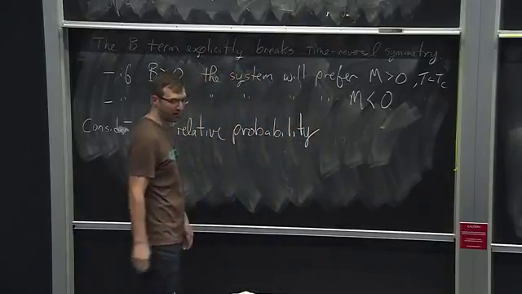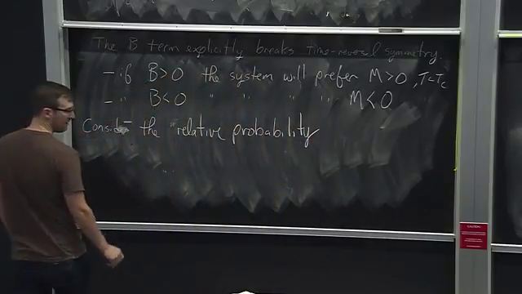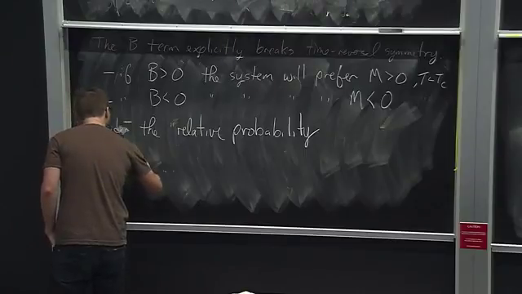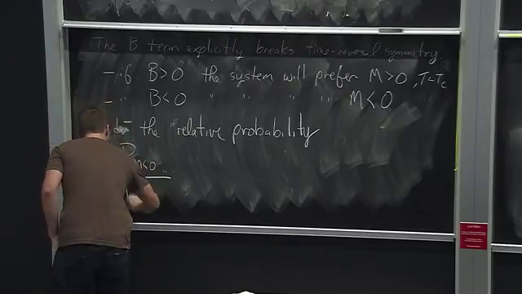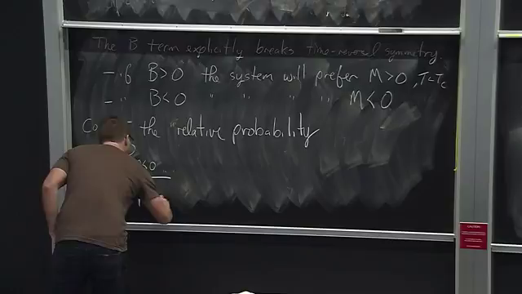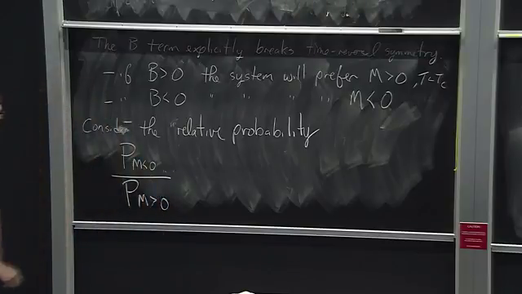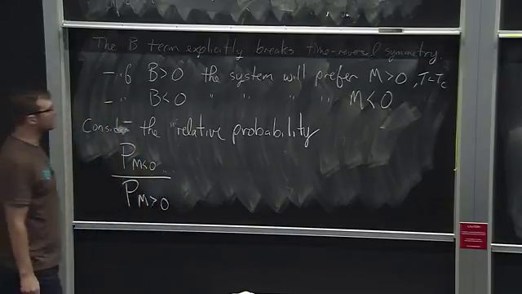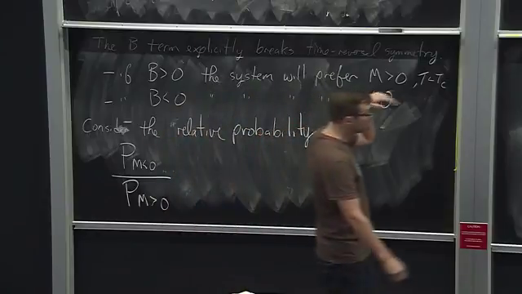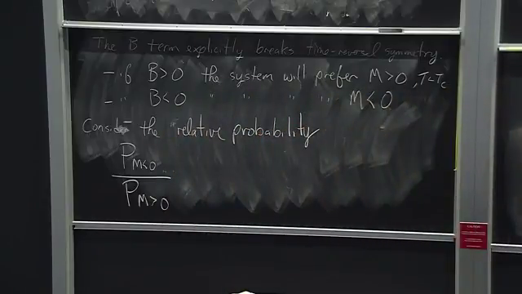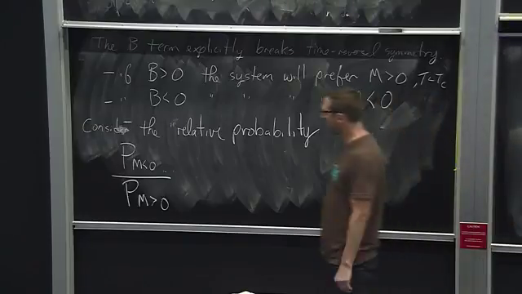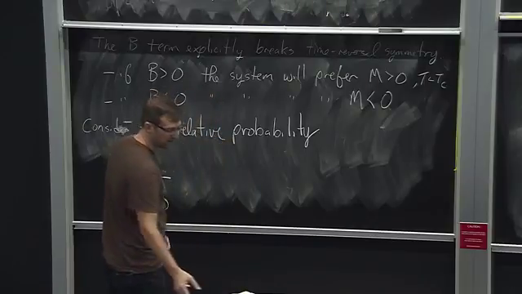Okay, so I'm defining a relative probability. I'll call it P. And I'll use what we know from 704 to define this relative probability through, say, the Boltzmann distribution.